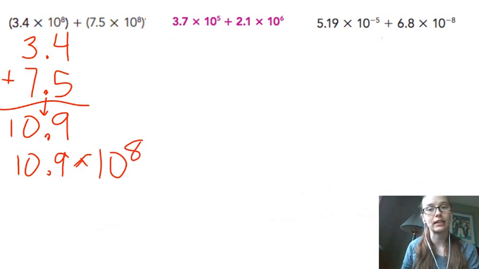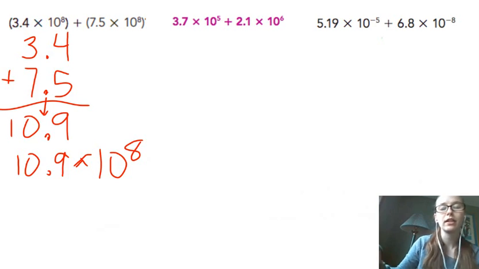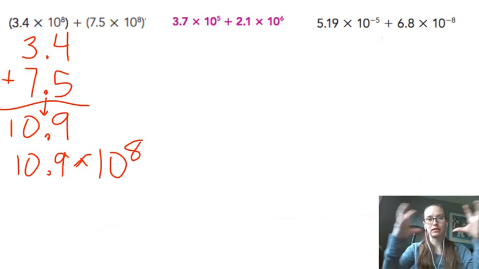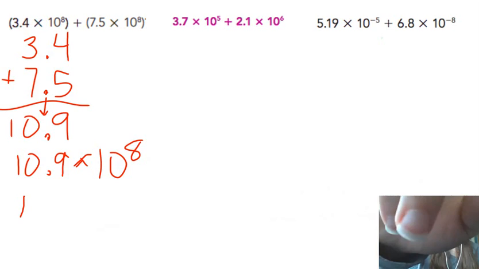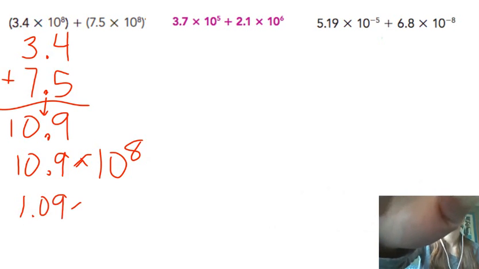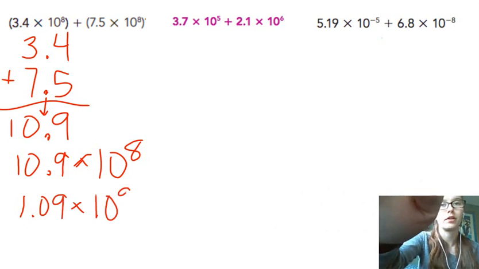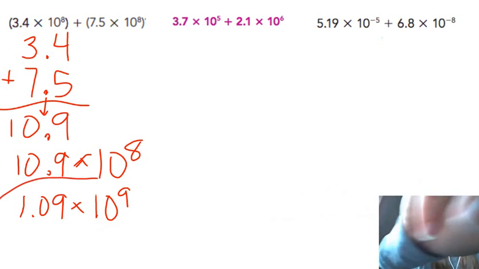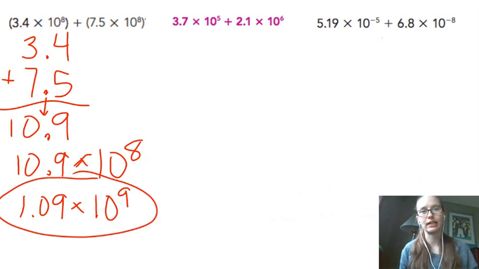Now you should know that that's not in correct scientific notation form, and I need to make the mantissa smaller by 1 decimal place value, so I have to make the exponent 1 bigger, making it 1.09 times 10 to the 9th.